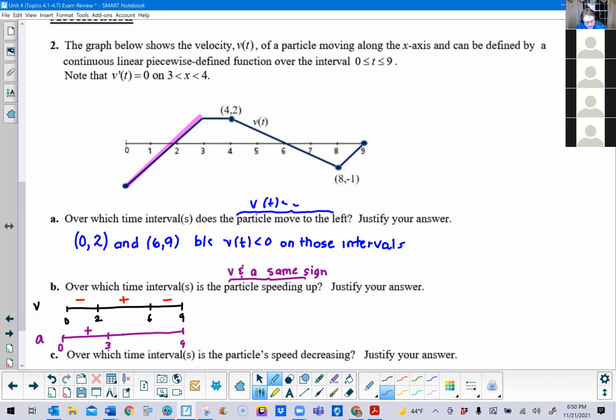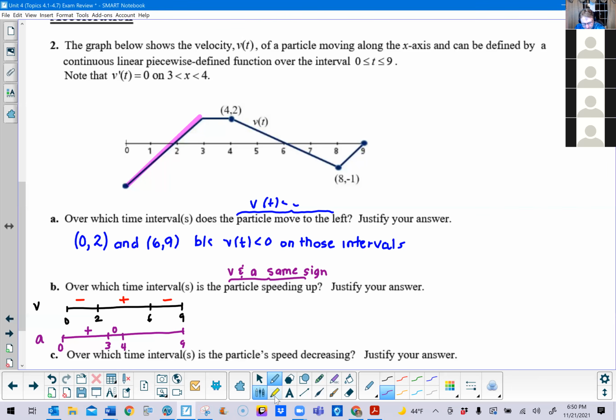Now from 3 to 4, something really goofy is happening. And that is the derivative is 0. So you can't have a sign if your derivative is 0, which means you can't be speeding up or slowing down because your acceleration is not changing, right? It's not affecting your velocity, I should say. Your velocity is not changing. Your acceleration is 0. So we'll just plop a 0 in there.